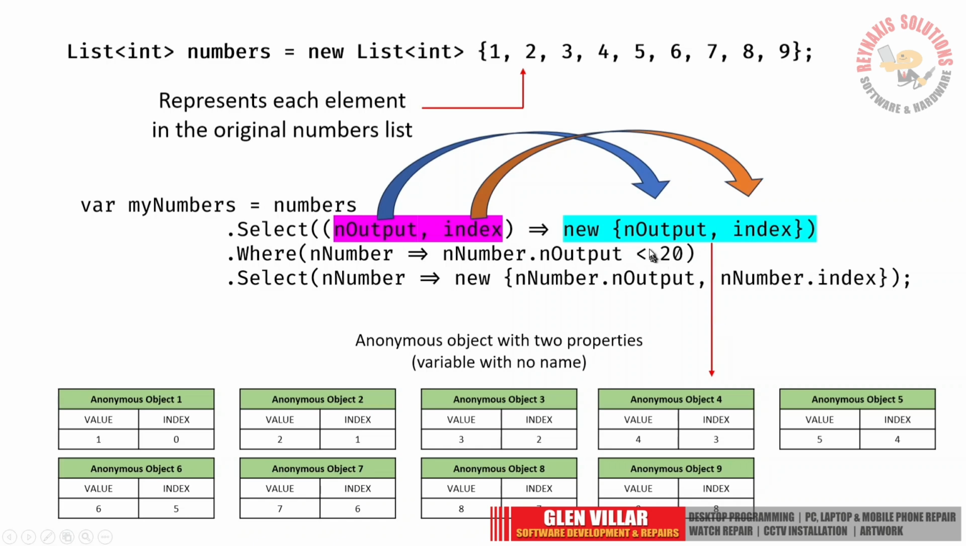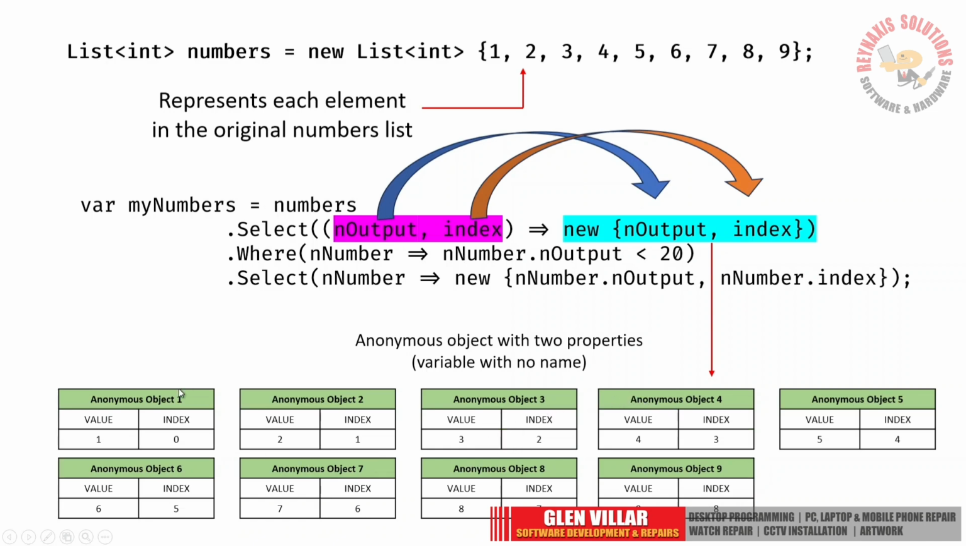If the condition of this query is to get all of the items, and we filter the result of this query to get only numbers from the list which are lower than 20, then this LINQ query will create 9 different anonymous objects. As you can see from here, we have anonymous object 1 with a value of 1 and index 0, and anonymous object 2 with a value of 2 and an index of 1. And it goes all the way to 9.